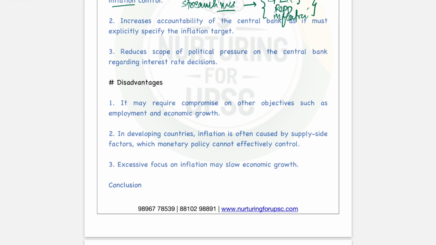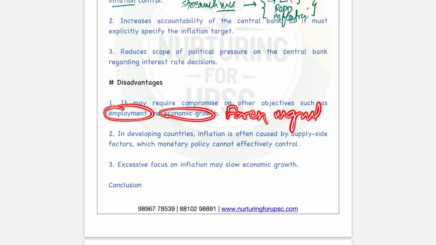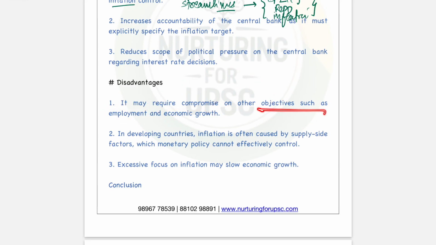However, the experts or the critics of the monetary policy committee argue that a single objective, single focus, single target perspective may lead to compromising on employment, economic growth, forex management and so on. Because money is also related to employment, money is also related to economic growth, and money is also related to forex management. So that can be the question.